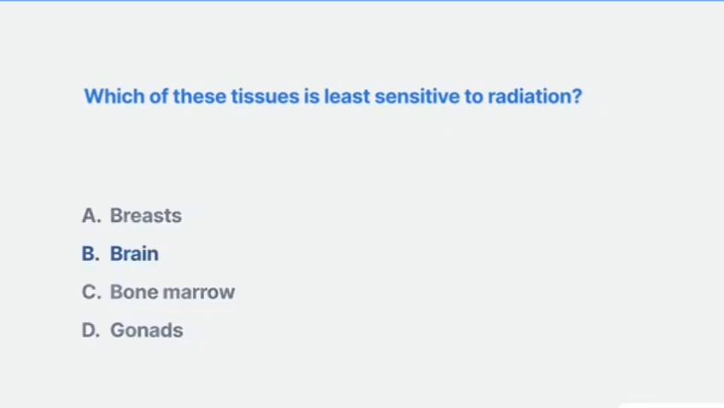The correct answer is B, the brain. The brain is composed of nerve tissue, and nerve tissue is not very radiosensitive at all. These cells are mature, highly specialized, and not very active in reproduction. As a result, the brain and all nerve tissue is not very radiosensitive.